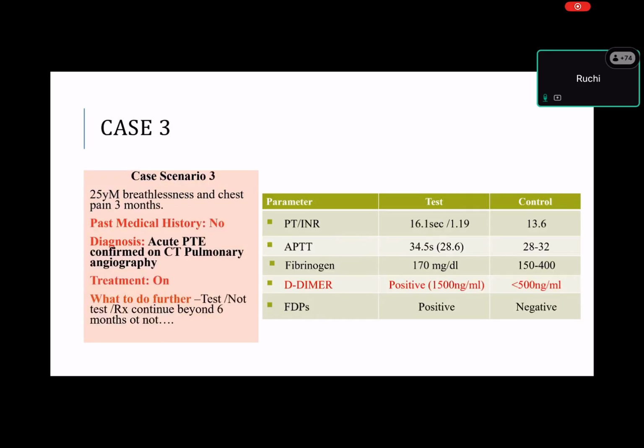So case scenario 3 was a 25-year-old male with breathlessness, chest pain, and as I said, acute PE was confirmed on CT pulmonary angiography. So the anticoagulation treatment was started, and what to do further, test or not to test. So if you see this is a young male with unprovoked thrombosis, so thrombophilia testing, yes, thrombophilia testing should be done. The baseline parameters we can see that acute event है तो PT थोड़ा prolonged है, APTT marginally prolonged है, D-dimer is positive. अभी आपको acute PE हुआ है इसलिए your D-dimer naturally will come out to be positive. FDP is positive.